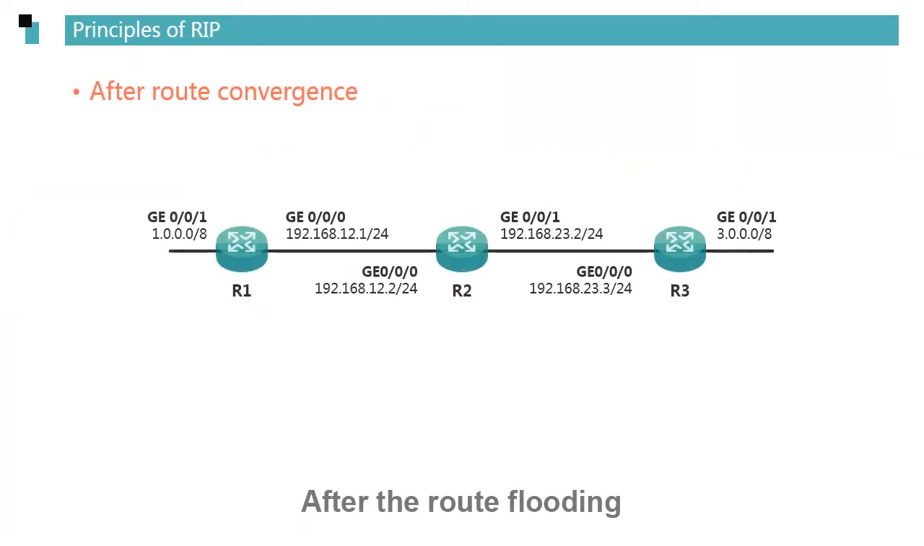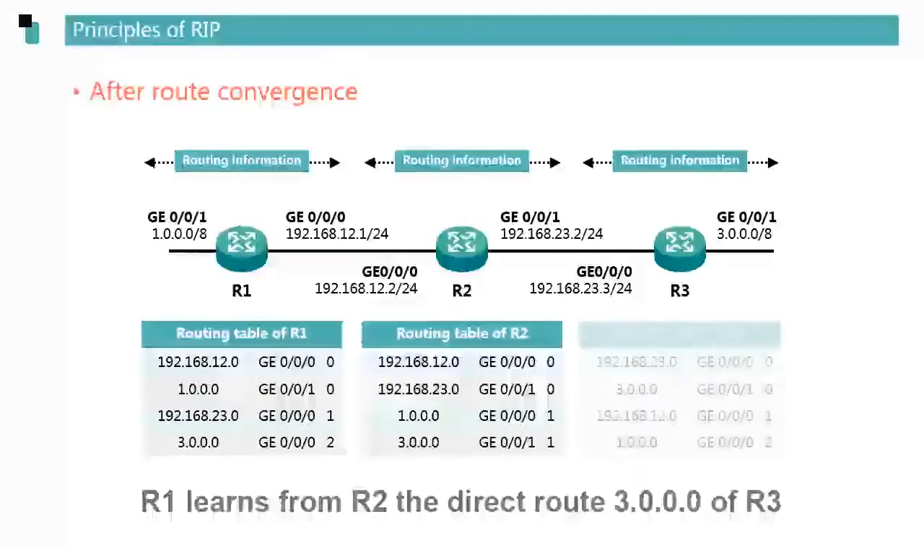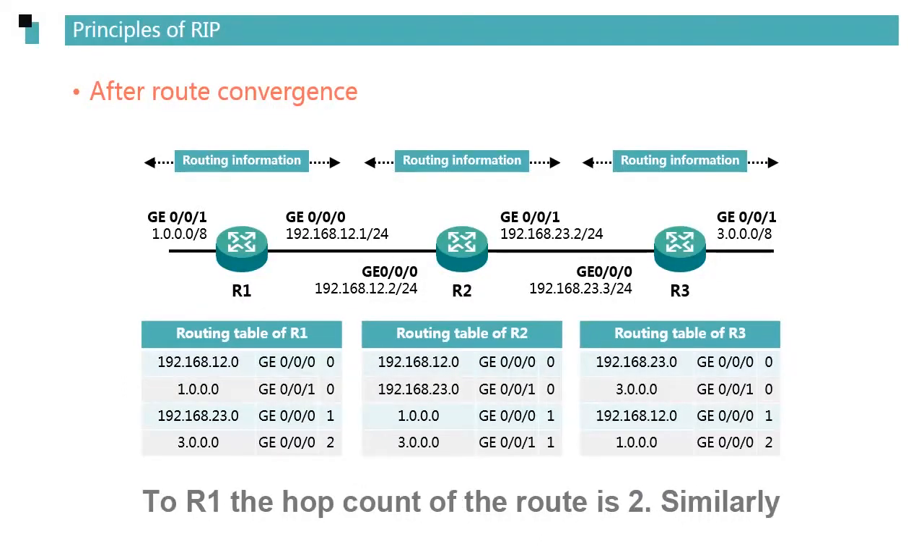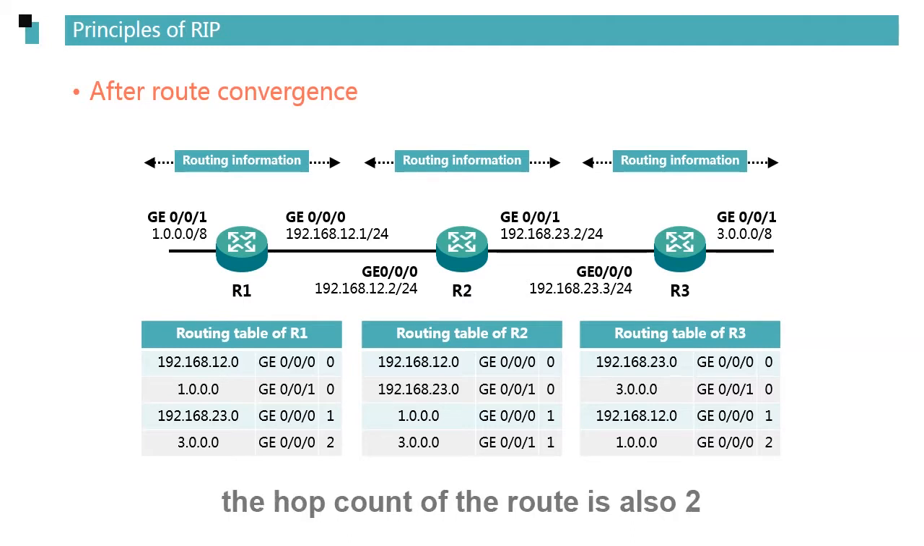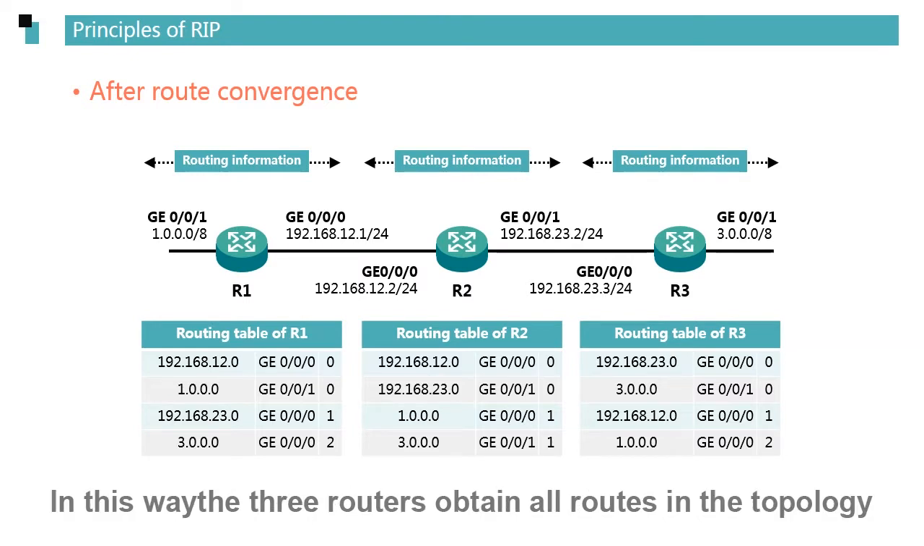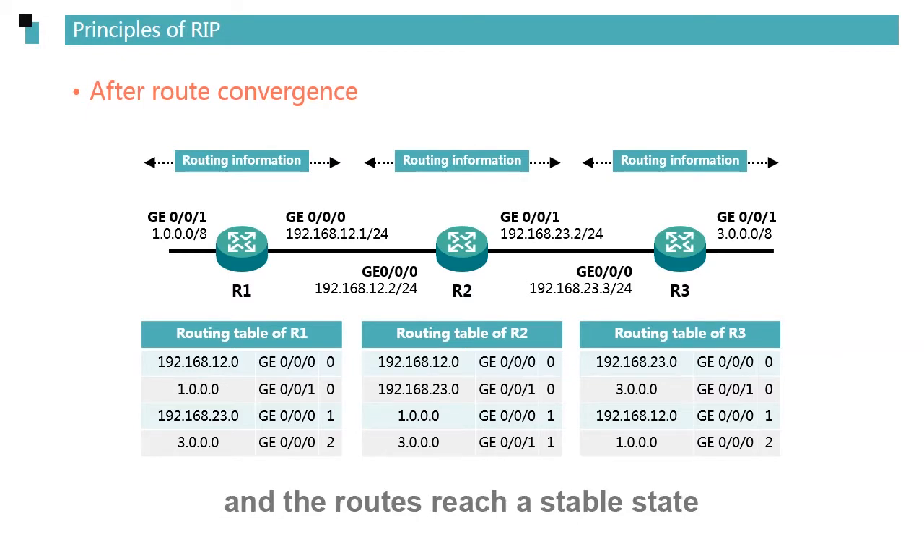After the route flooding, R1 learns from R2 the direct route 3.0.0.0 of R3. To R1, the hop count of the route is 2. Similarly, R3 learns from R2 the direct route 1.0.0.0 of R1. To R3, the hop count of the route is also 2. In this way, the three routers obtain all routes in the topology and have the same understanding of the entire topology, and the routes reach a stable state.